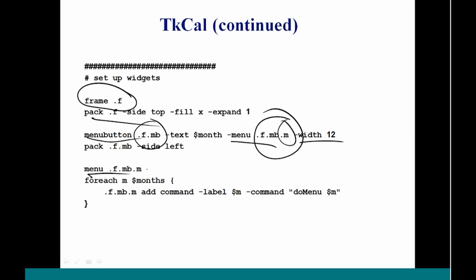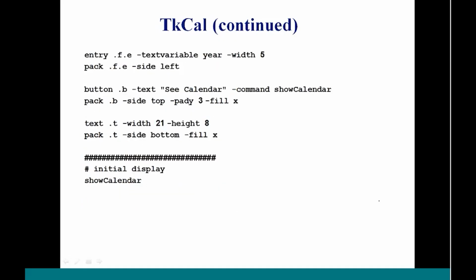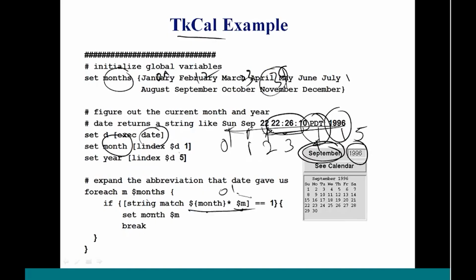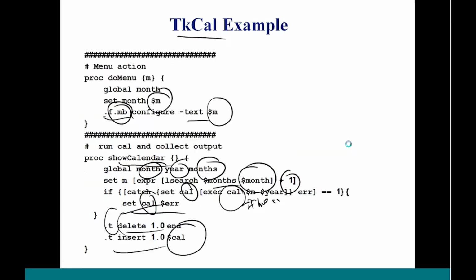For each month in M, we add a command to get the label and put it in. So now if you look at this picture, this is already set. Now we need to get to the date, and then we can see the calendar.